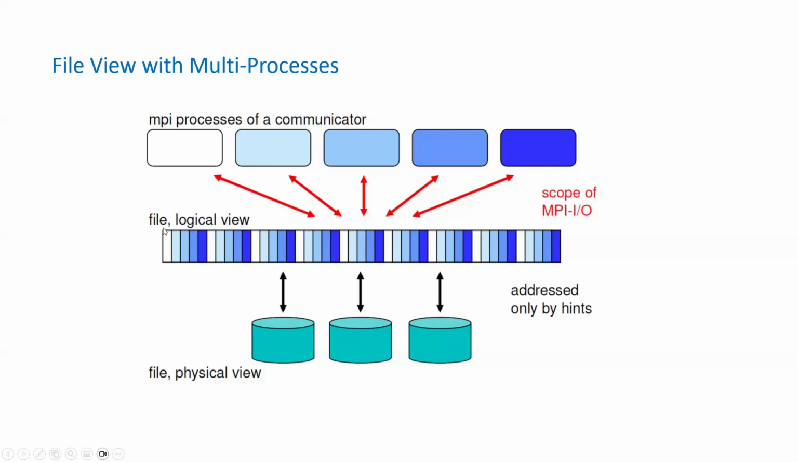And then this is basically called the file type in the file view. And then they tile this and continue until the end of the file. And then this will write physically to a disk.